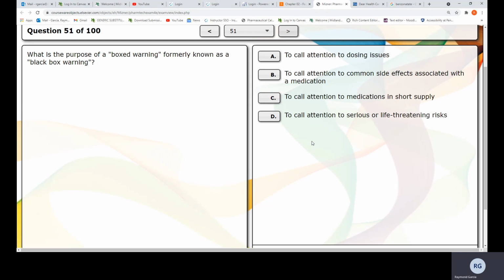What is the purpose of a box warning, formerly known as a black box warning? Call attention to dosing issues, call attention to some side effects associated with the medication, call attention to medication in short supply, call attention to serious or life-threatening risks.